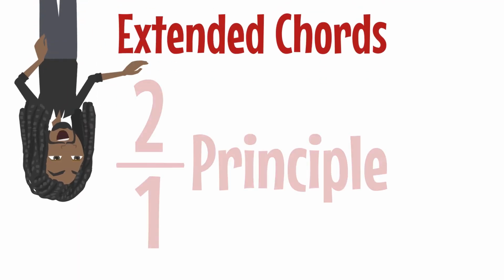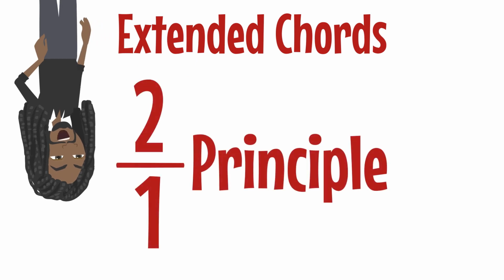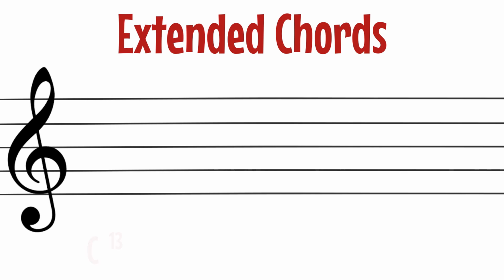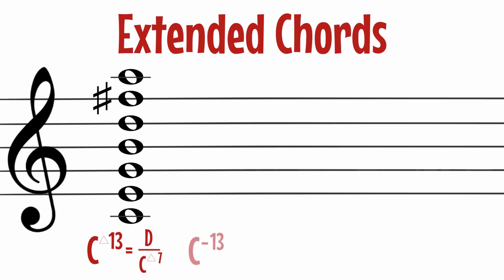To review, when creating extended chords, use the 2/1 principle to identify the fundamental chord and its extension. The chords covered included the major 13th chord. This is a major triad built on top of a major 7th chord. The minor 13th chord, a minor triad built on a minor 7th chord.